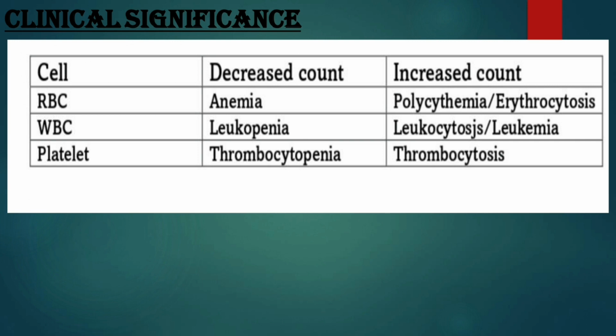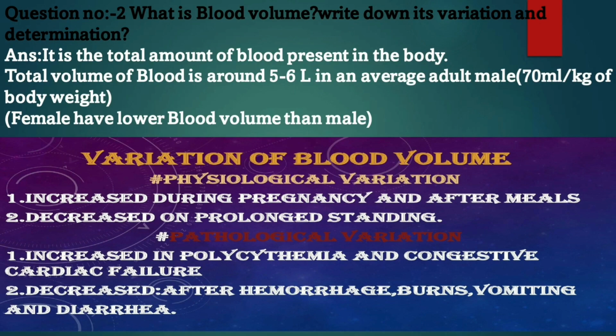Decreased count of RBC is called anemia, and increased count of RBC is called polycythemia or erythrocytosis. Decreased count of WBC is called leukopenia and increased count of WBC is called leukocytosis or leukemia. Decreased count of platelets is called thrombocytopenia and increased count is called thrombocytosis.